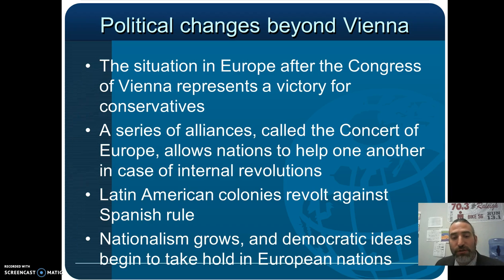We see the Concert of Europe is created. It's a series of different alliances, and this allows nations to help one another in case of internal revolutions. This also leads the way to creating future alliances between the European nations.